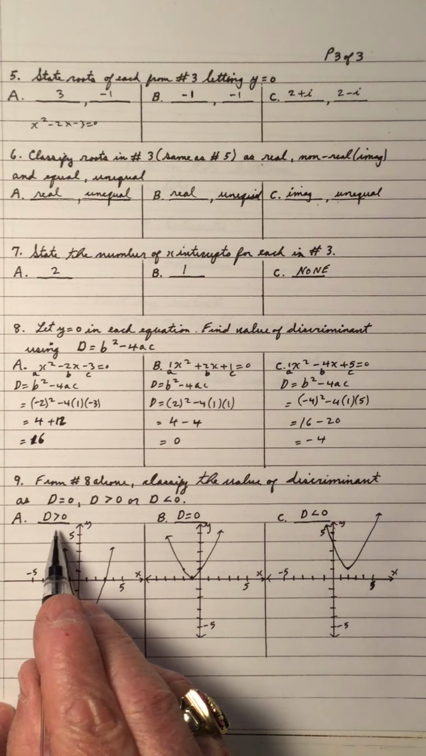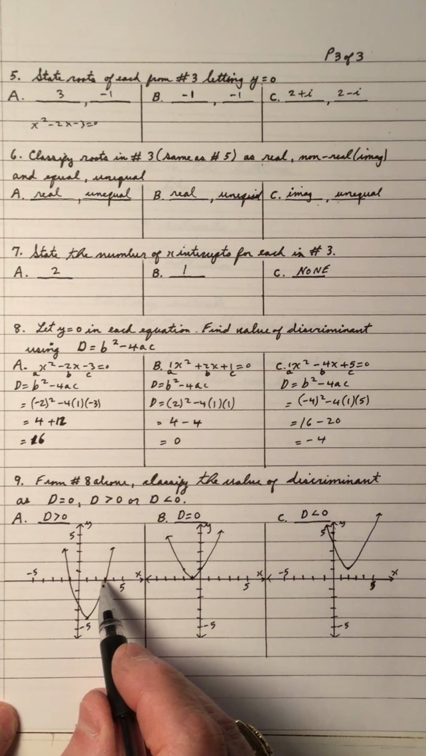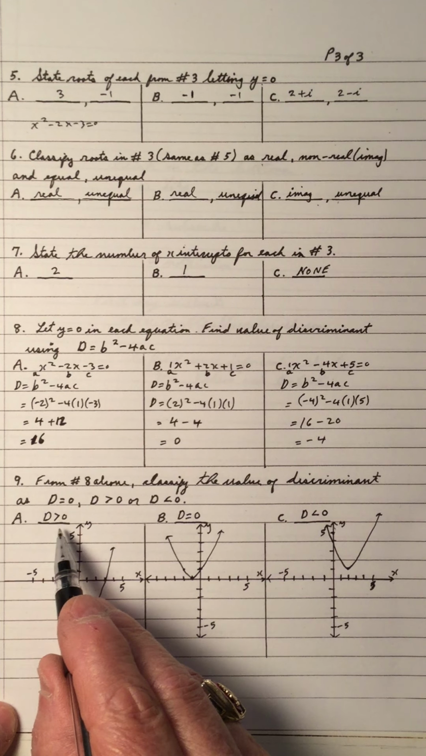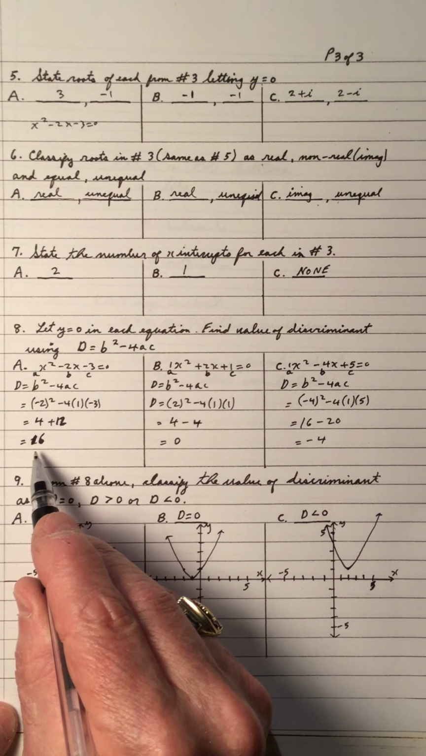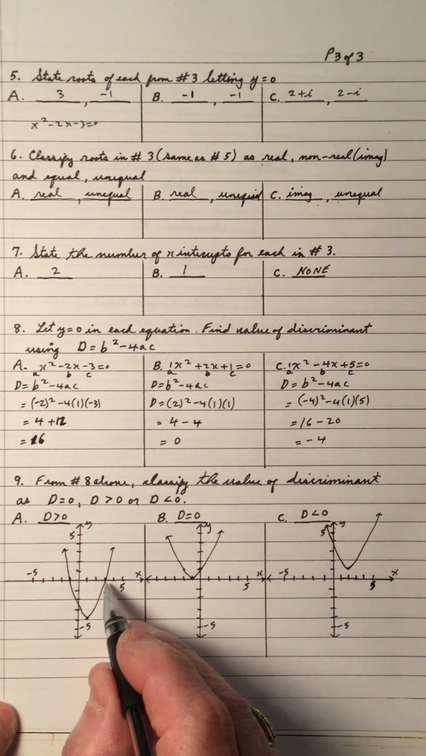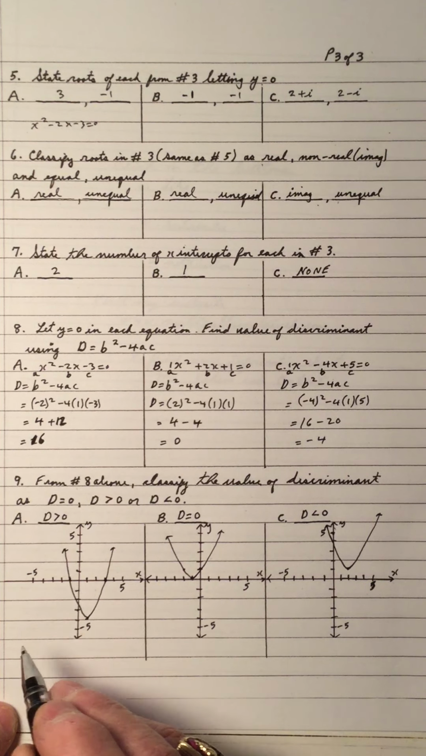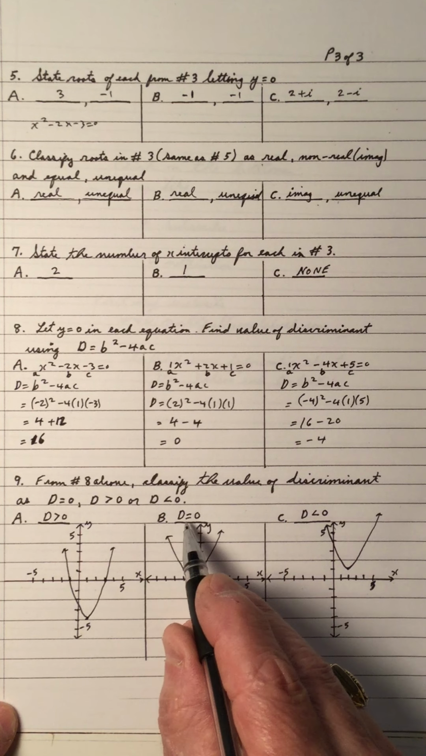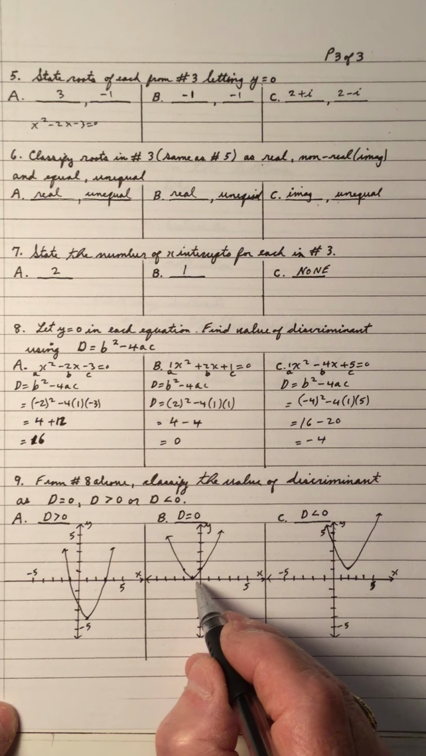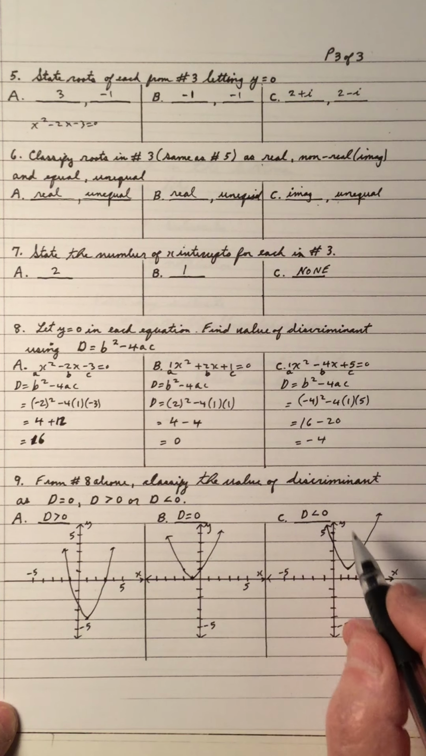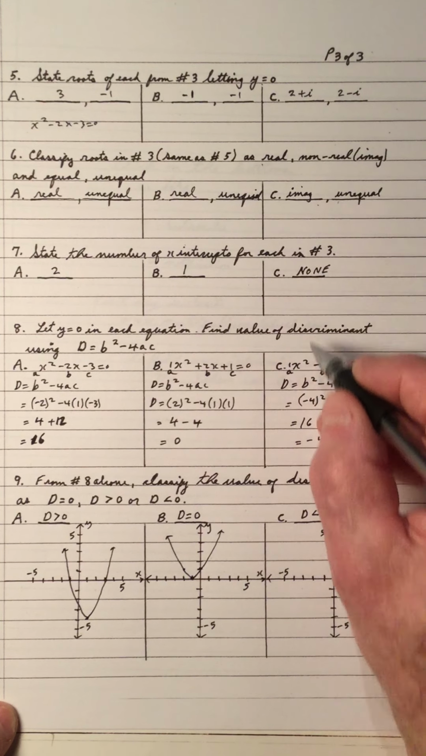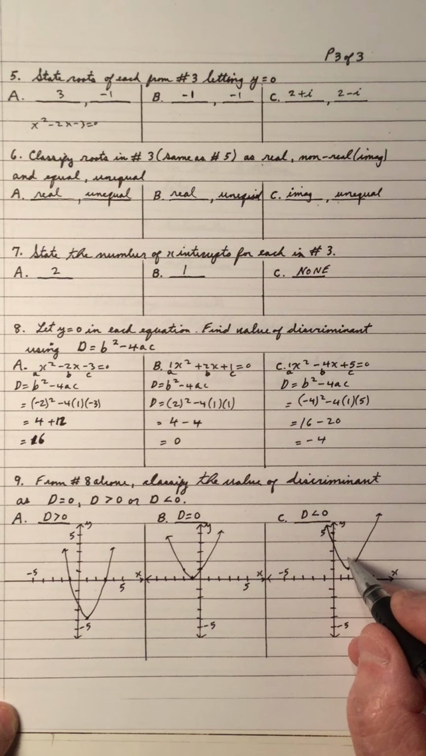So, notice your discriminant. Notice you have two x-intercepts. Discriminant is greater than 0. When the discriminant is greater than 0, d is going to be a positive number, so you're going to get 2 x-intercepts. When d is equal to 0, you only have 1 x-intercept. When d is negative, you have no x-intercepts. Notice there's no x-intercept. The parabola is not cutting the x-axis.